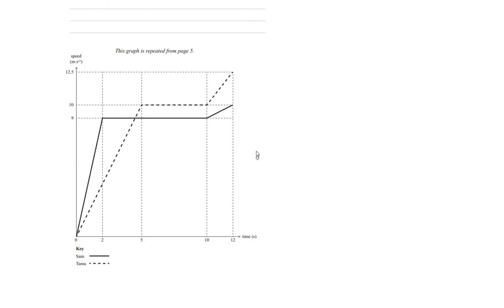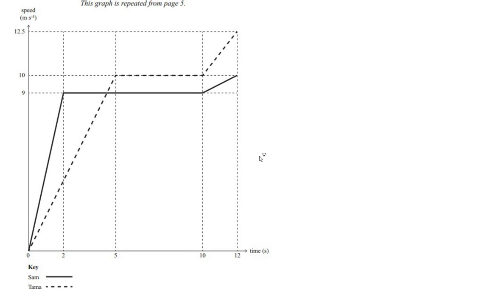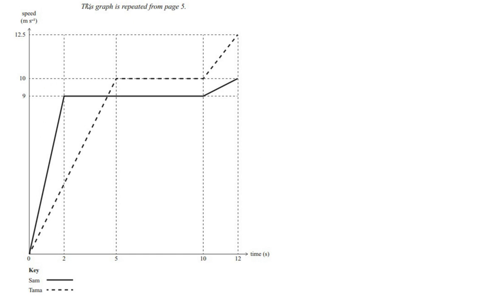I'll zoom in on the graph a little bit now. So the graph is simply repeated here. Right, so the graph was on page 5 of this exam. The graph is repeated here so we can work this out. Now what you need to notice is at the start it told us the race is 100 meters. So that's something that you might be thinking, how can we work this out? So what we want to know is which one of these two runners has covered a distance of 100 meters or more when we reach 12 seconds.